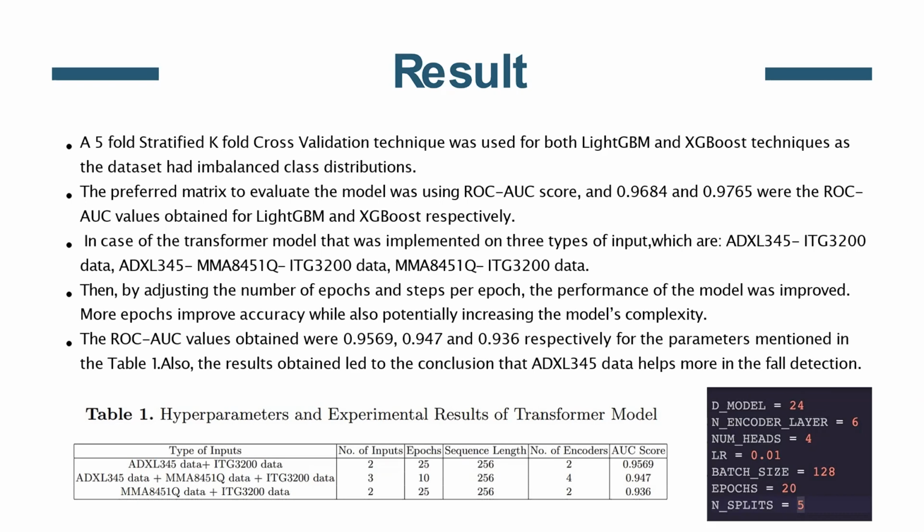So the accelerometer 1 and gyroscope data are combined, and then all three data are combined, and then accelerometer 2 and the gyroscope data are combined, and we have got the accumulated AUC score for each of them. After that, the model's performance was improved by adjusting the number of epochs and steps per epoch.